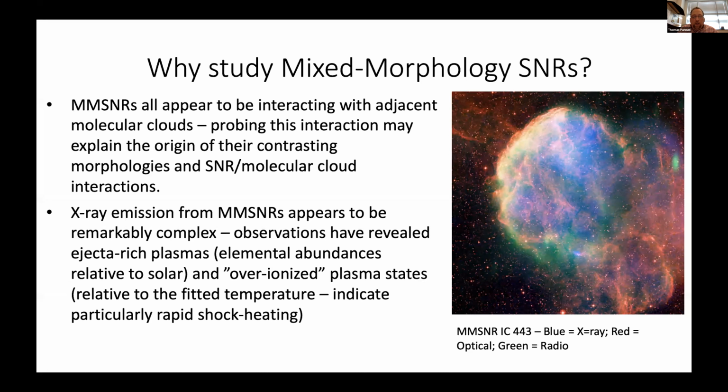We also find that a lot of these plasmas are in overionized states. This means that the ionization states of the atoms we measure are greater than what you'd expect simply from the fitted temperature. Such a result is thought to indicate a particularly rapid shock heating of the X-ray emitting plasma. Those were two big results there.